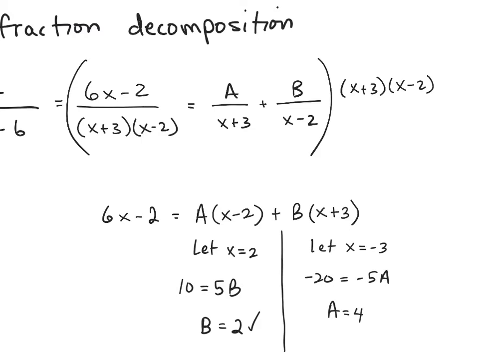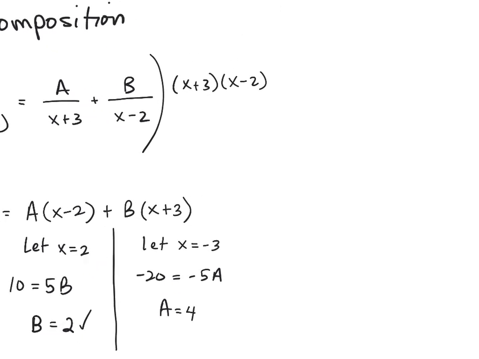So now that we have the values of a and b, we can complete the partial fractions. See, here all we had was the form of the partial fractions. We did not know the value of a or b. Now we do. So the actual partial fractions would be 4 over x plus 3 instead of a over x plus 3, and then 2 over x minus 2. These are the partial fractions.